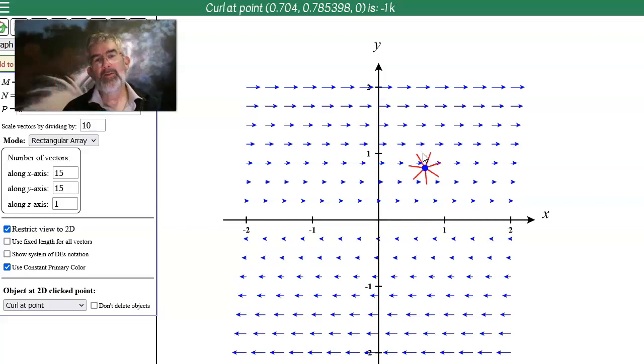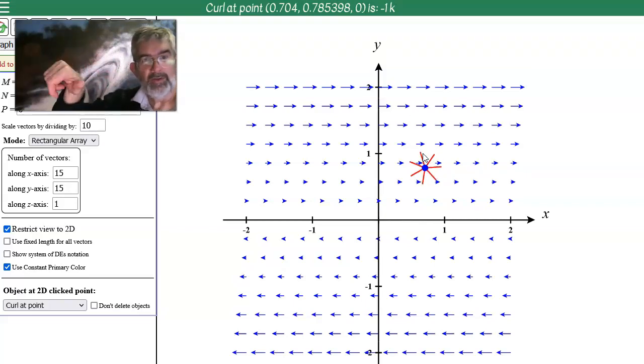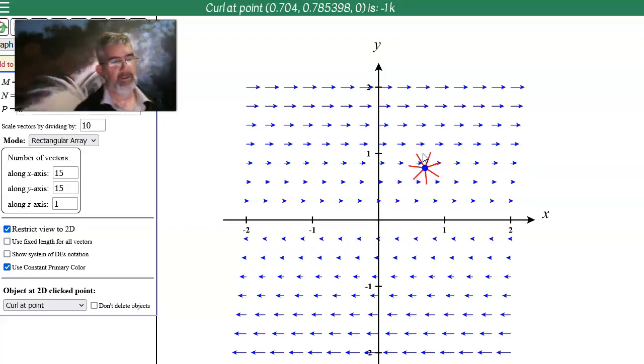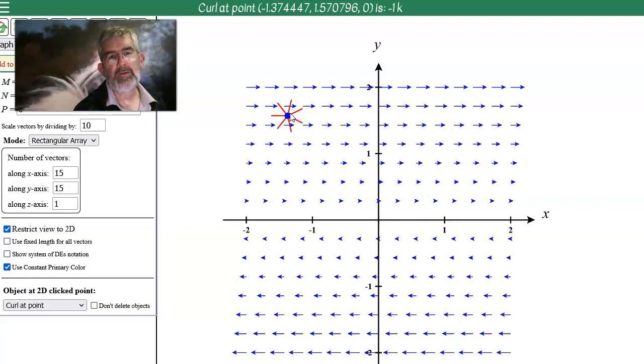Okay, and when you're just dealing with a vector field in the plane, you're either going to be spinning around something in the negative z direction or the positive z direction. That's the only options here. And this one, as I move this around, it always spins at the same rate. Right? It's always got that curl of -1. The magnitude of the spin isn't changing.